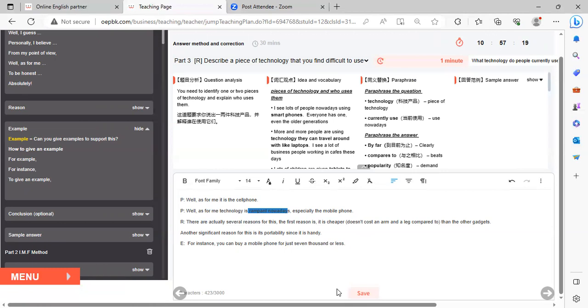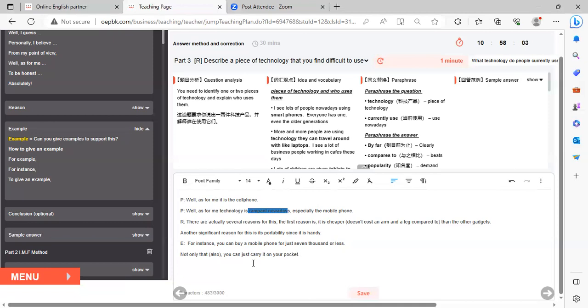Do you want to give me more examples? I urge you to give me more. Not only that, or also, it's the same. Not only that, you can put your cell phone in your pocket. It's just the same as handy, because you can just carry it in your pocket.